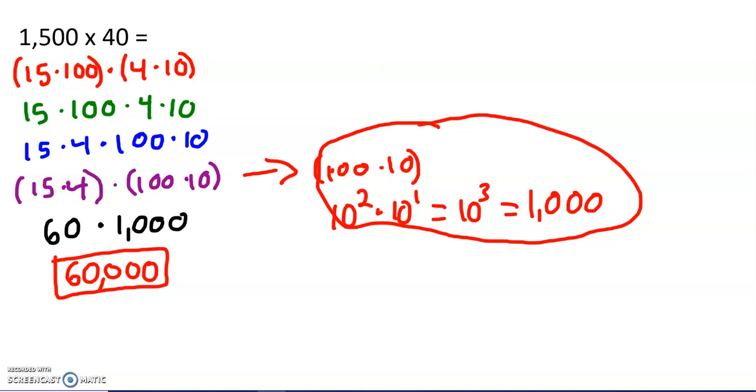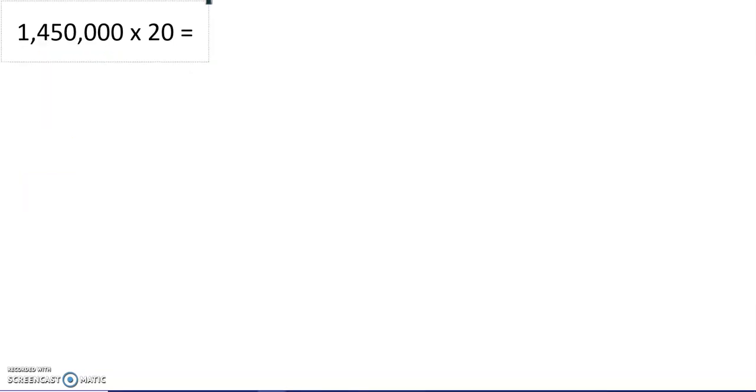I want you to pause this video now and copy down everything that's on this slide. Now that we have this example in our book, let's try one more before we do our homework. So we have this number. Oh my goodness, this is a really, really big number, right? 1,450,000 times 20. And this is really, really difficult because we have a large number here.